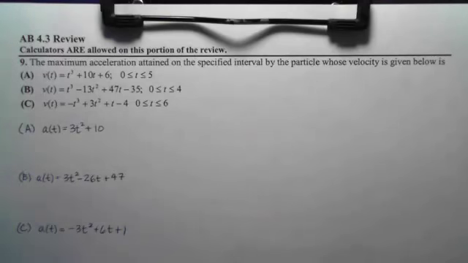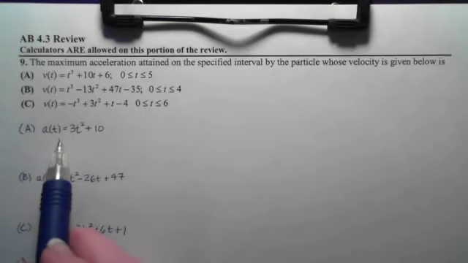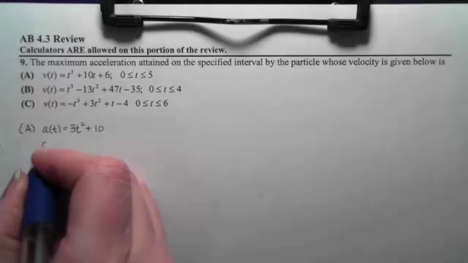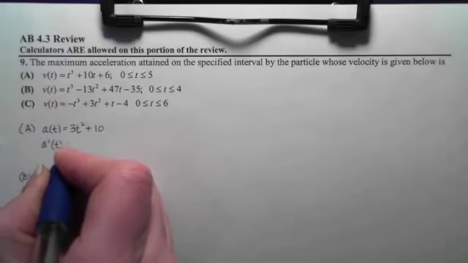Okay, now, in order to maximize things, if we remember from section 4.1, you find the maximum locations by taking the derivative and analyzing the sign changes on that derivative curve. So we've got to find the critical values of the acceleration curve, which means we're going to need to look at the derivative of the acceleration.